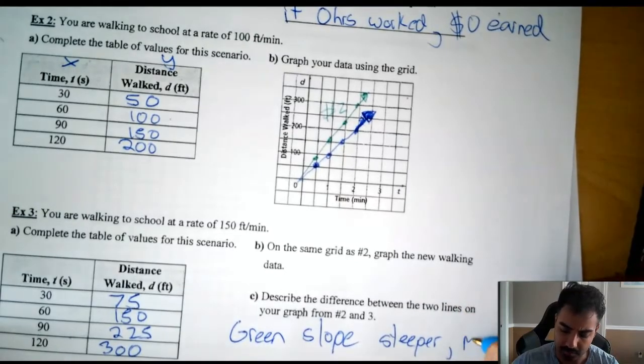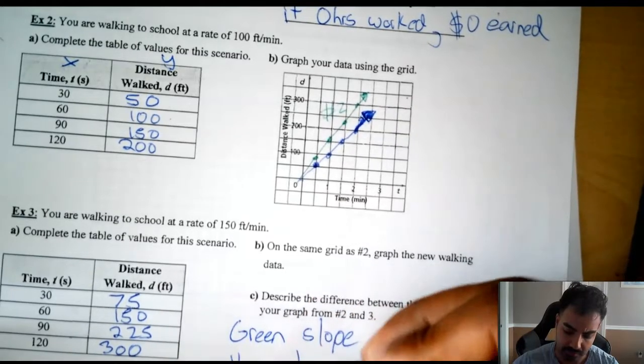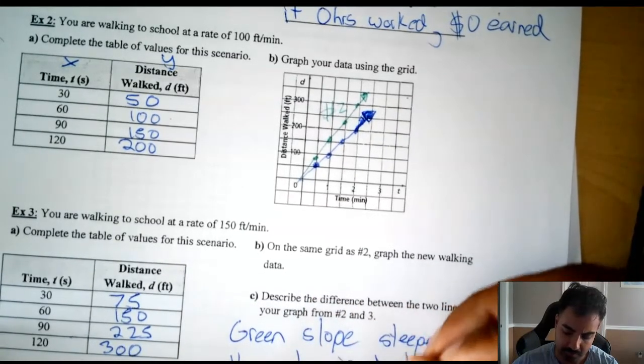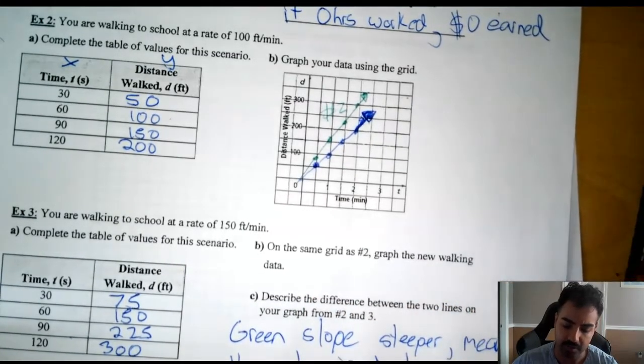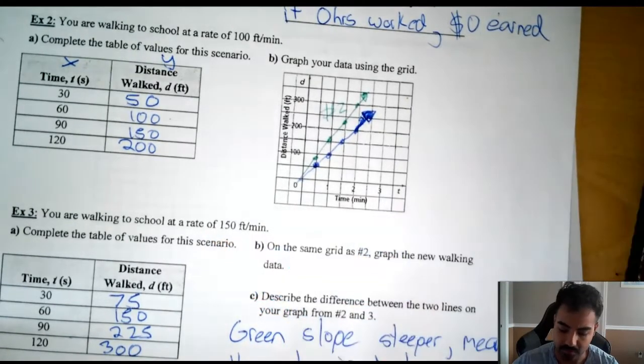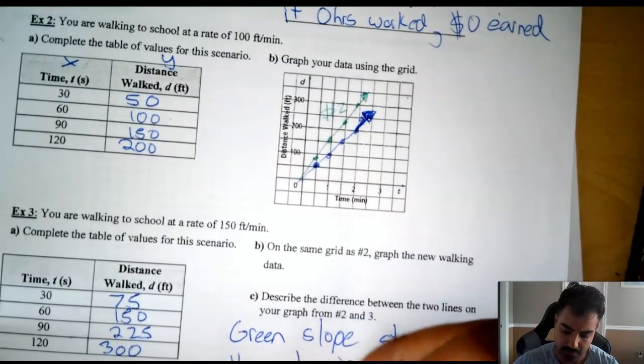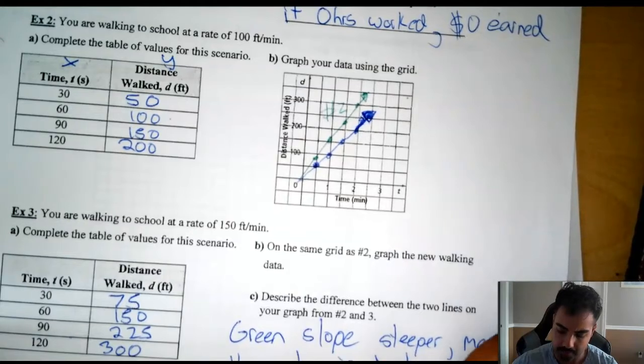It means the rate is faster. The rate is faster. And what is that in plain talk? Rate being faster, and we're talking about walking speed. So I guess you could say walking speed faster for example 3. Something like that.